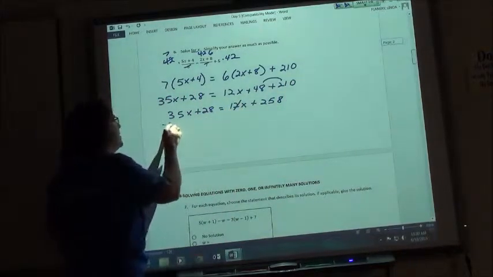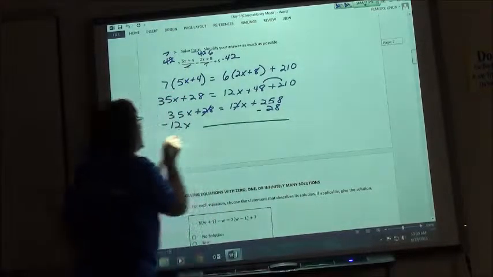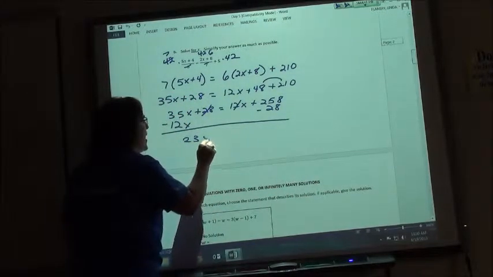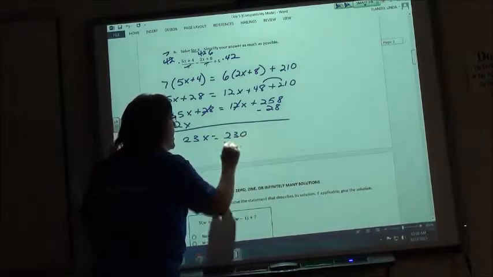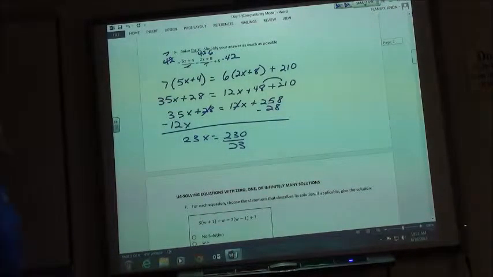I have to minus my 12x and subtract my 28. I get 23x equals 230, and if I divide by my 23, x is just going to be 10.